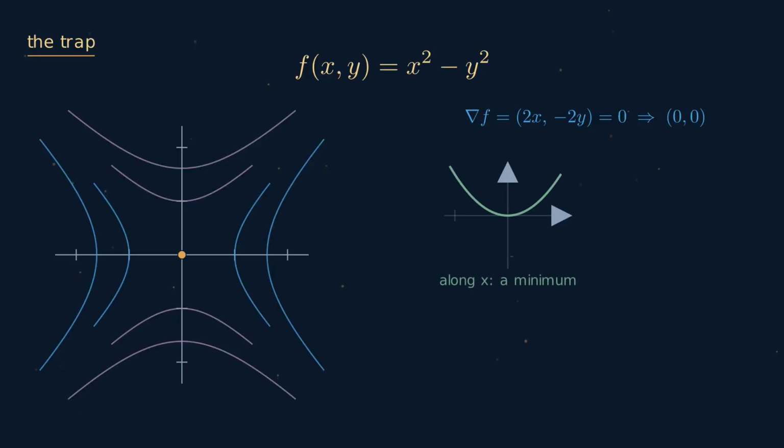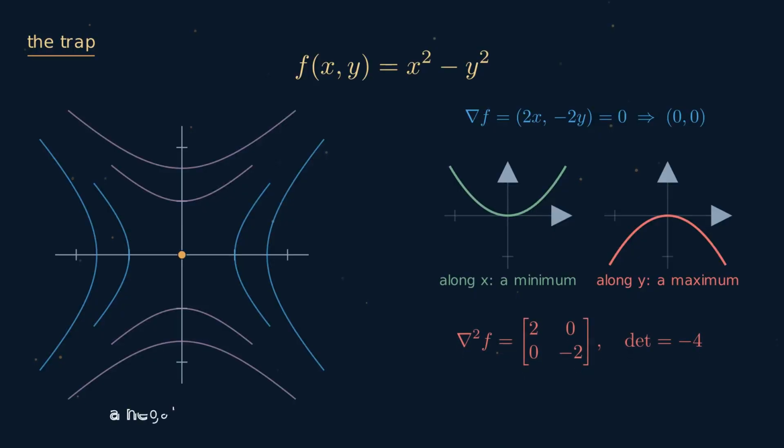But walk along the x-axis, and the surface curves upward. It looks like a minimum. Walk along the y-axis, and it curves downward. It looks like a maximum. Both descriptions are true, which means neither one is.